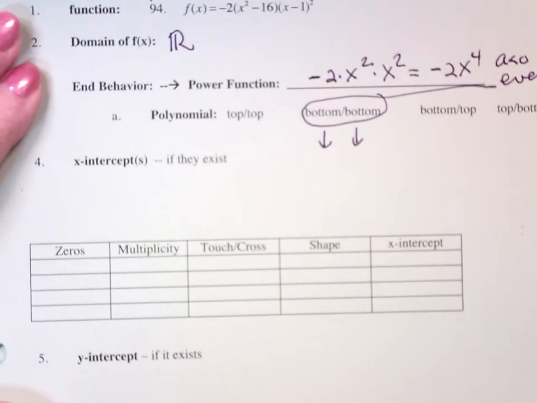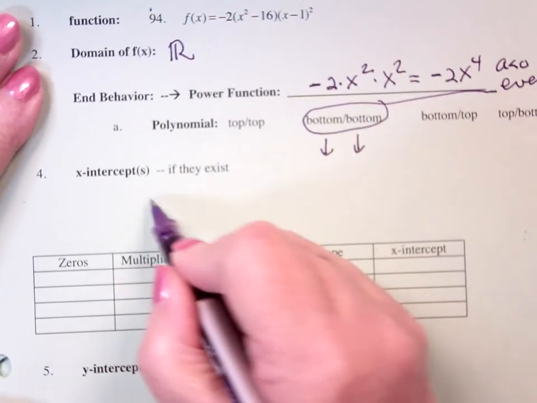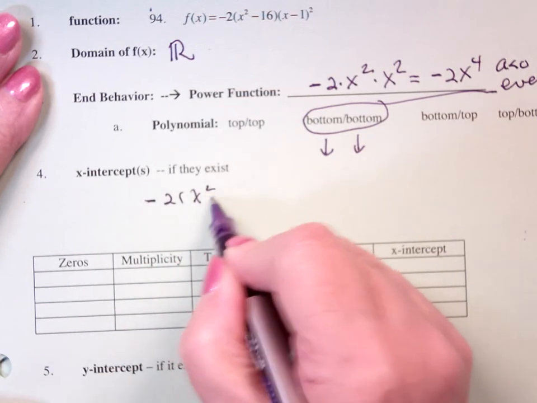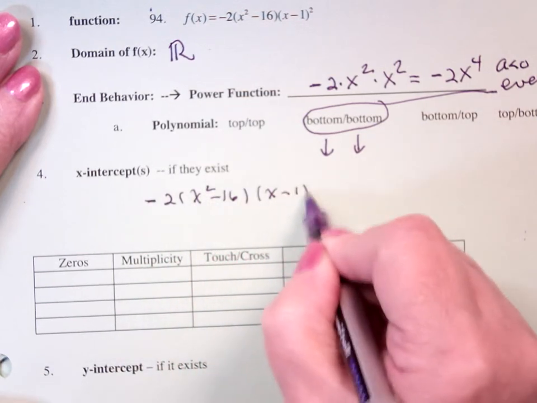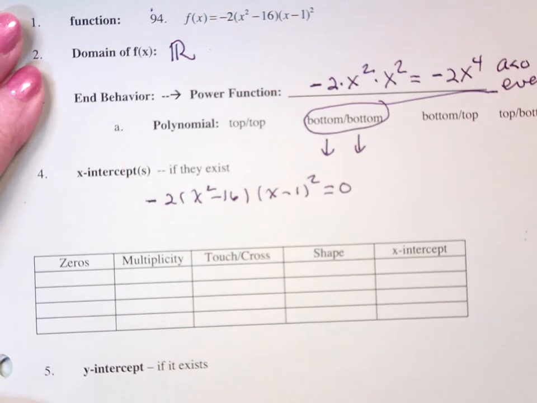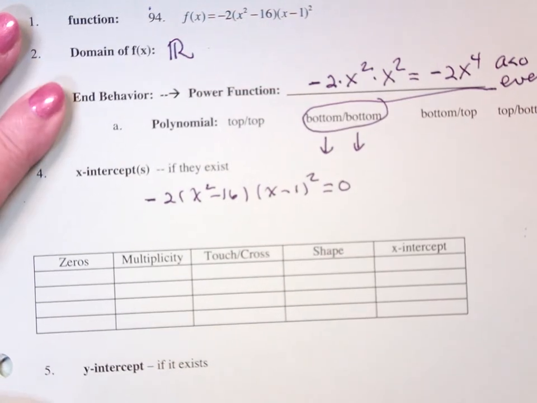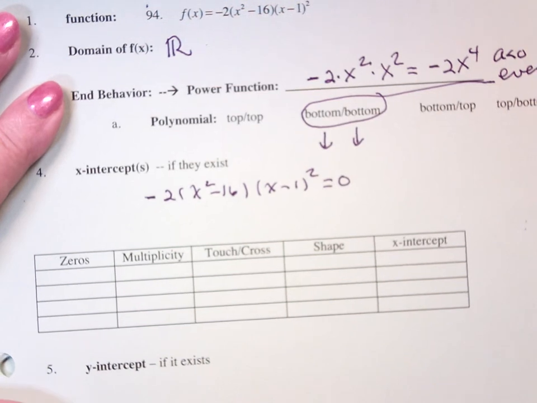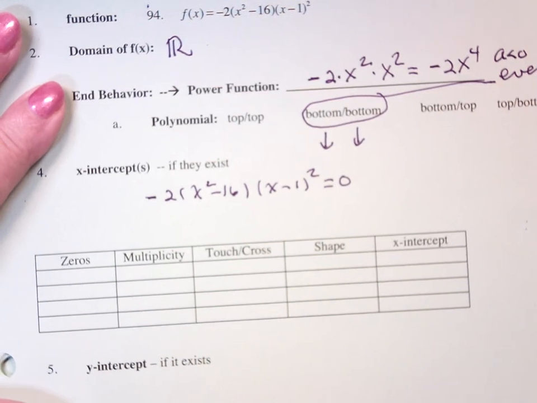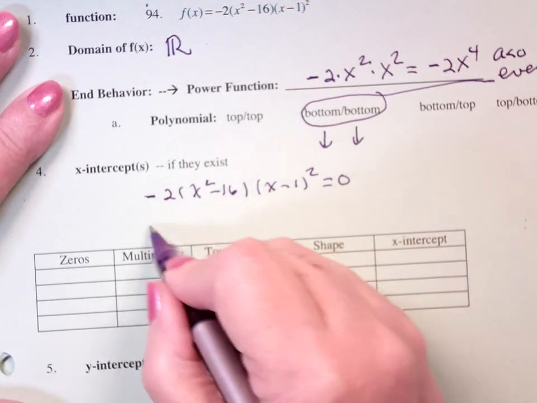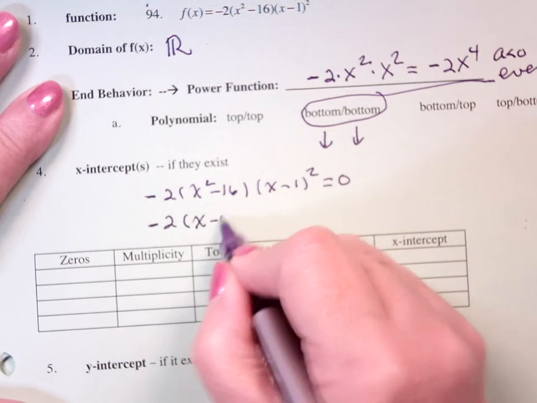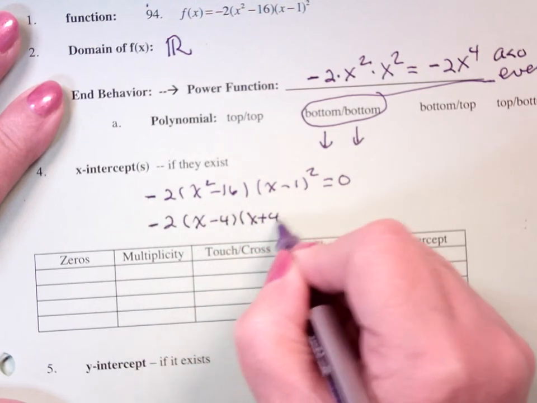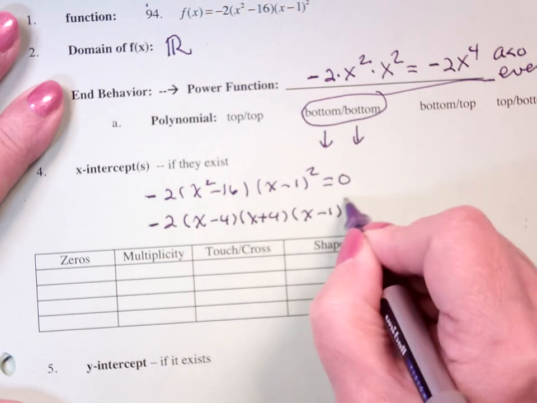Next thing we want to find is the x-intercepts. This is where negative 2 times (x squared minus 16) times (x minus 1) squared equals 0. So what are my zeros? Negative 1 and 4? No. Well, why not? Well, 4 squared is 16. Oh, it's plus or minus 4, because this is really negative 2 times the difference of squares, (x minus 4)(x plus 4), and (x minus 1) squared.